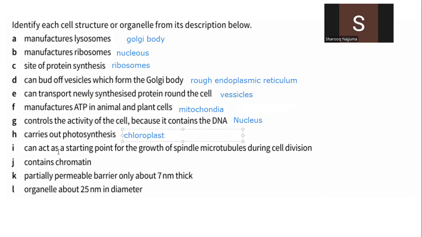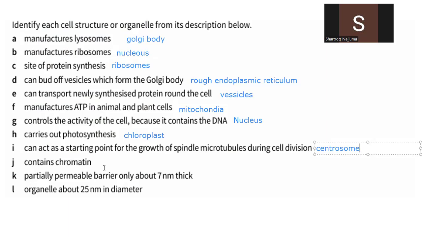Which organelle can act as a starting point for the growth of spindle microtubules during cell division? In that case, they're asking for the microtubule organizing center for spindle microtubules. We saw that is the centrosome. Sometimes I've seen where a student is still given credit for centrioles because centrioles can also be microtubule organizing centers. So centrosome or centriole, but the most appropriate is centrosome.